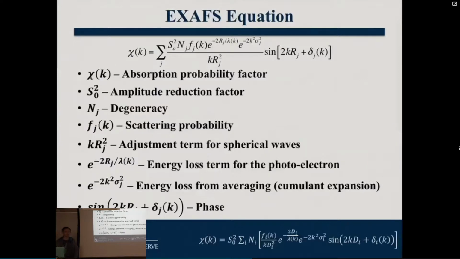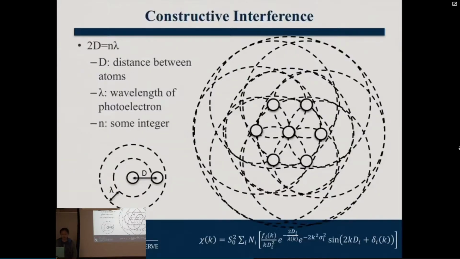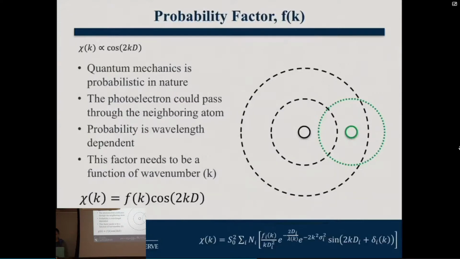So now we actually have all the theoretical tools to understand this equation. But depending on how I do on time, we may or may not be able to talk about all the terms, but let's derive this equation. So coming back to this slide, constructive interference happens when 2 times the distance between atoms is equal to some multiple times the photoelectron wavelength. And since the wave is sinusoidal, our interference pattern should be as well. This gives us our first part in the XAFS equation, this sine factor. And since chi should be max when d is 0, it would be a cosine.